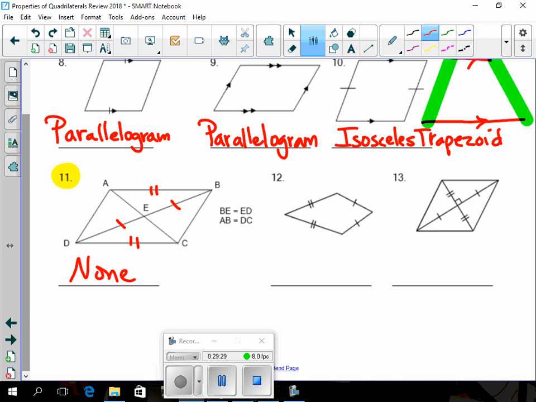I like when I walked around, a lot of you got the right answer for number 12. What is it? It is a kite. Very good. Excellent. And then what about 13? It's a rhombus. Oh, good.